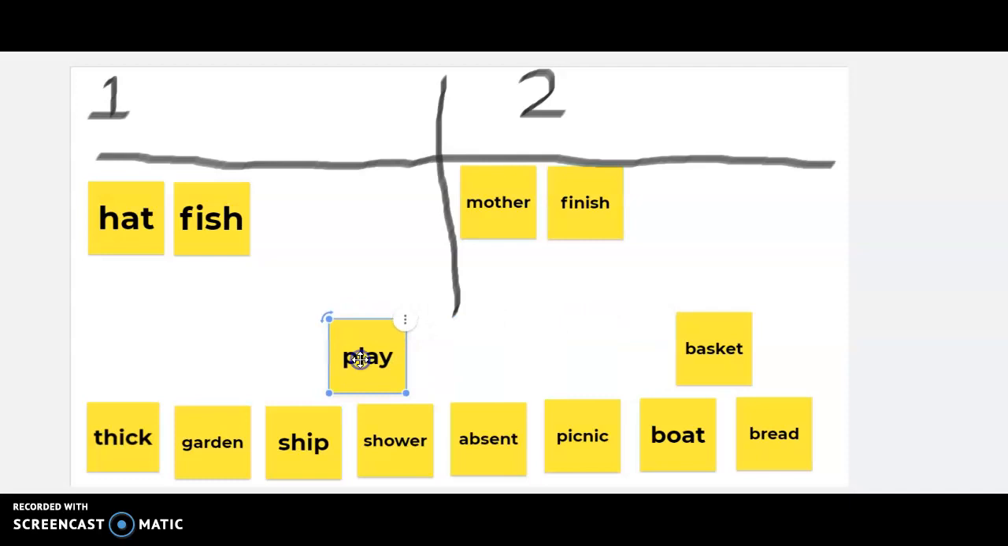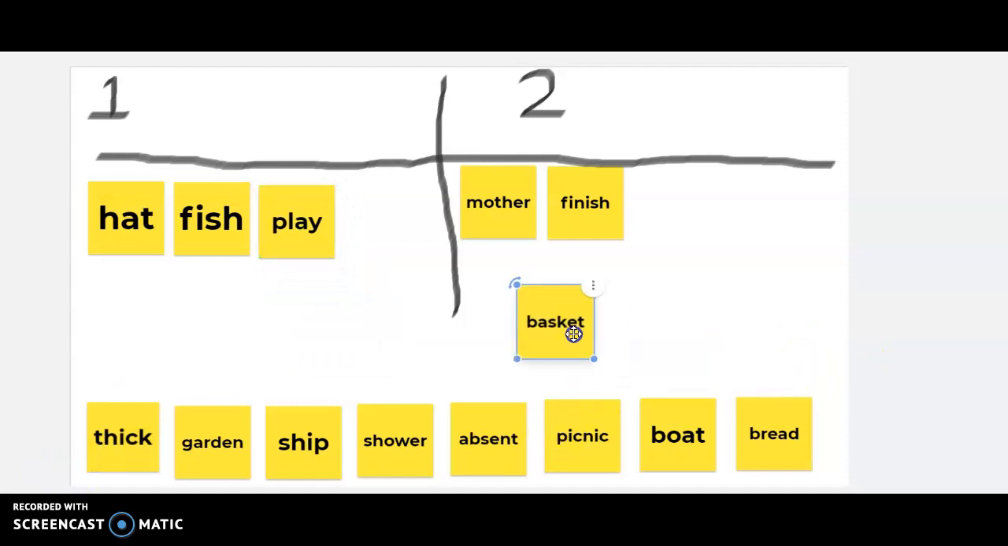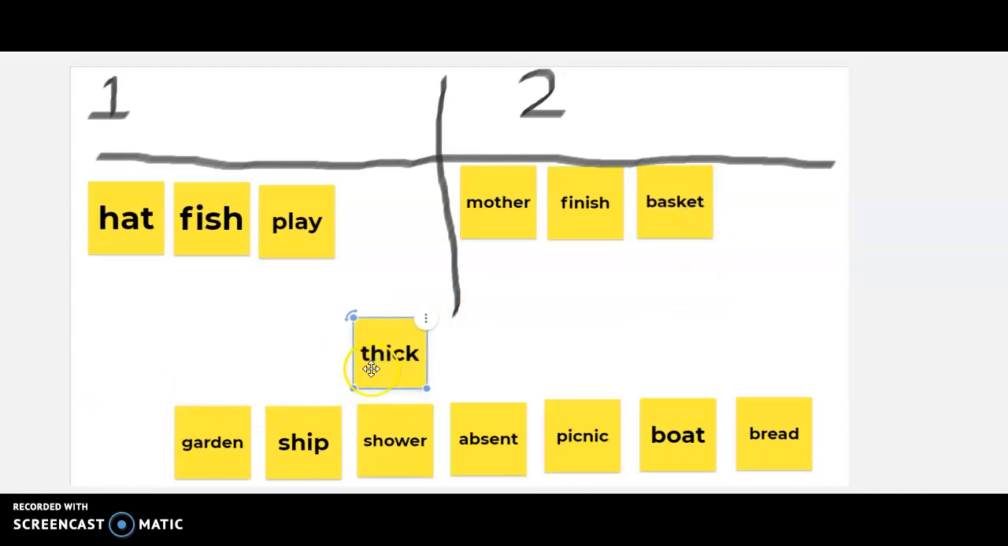This is the word pled. Let's clap it and see how many sounds we hear. Pled. I only hear one syllable or one sound, so we'll move it over here. Let's look at this word. Basket. Basket. I hear two sounds, two syllables, so we're going to put it under the two. This is the word thick. Let's clap it and see how many. Thick. I only hear one solid sound, so we're going to put it under one syllable.